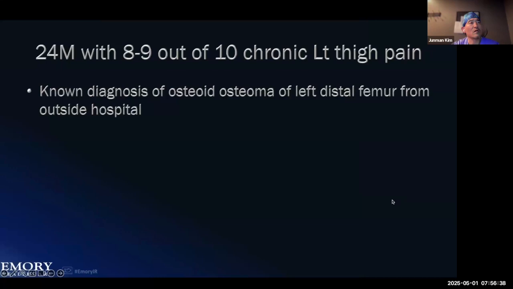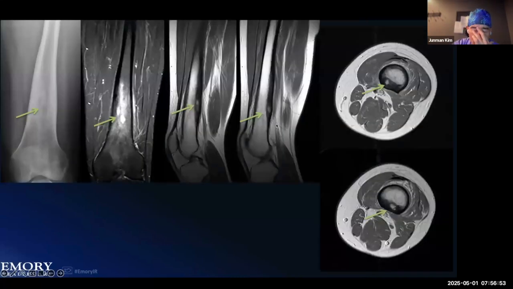All right, we're almost done, so I'm just going to speed up and finish. This was a 24-year-old male with 8 to 9 out of 10 left thigh pain and a known diagnosis of osteoid osteoma in the distal femur. You all know osteoid osteoma, a benign tumor. We learned in medical school that you take aspirin for the pain at night. Usually teenagers self-resolve, but this was a 24-year-old.